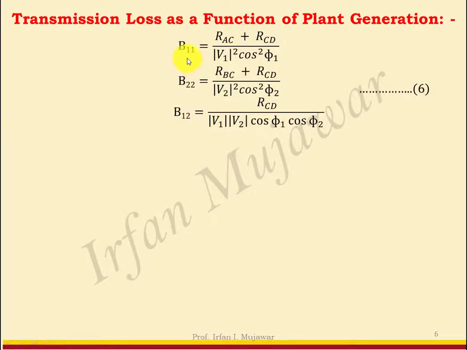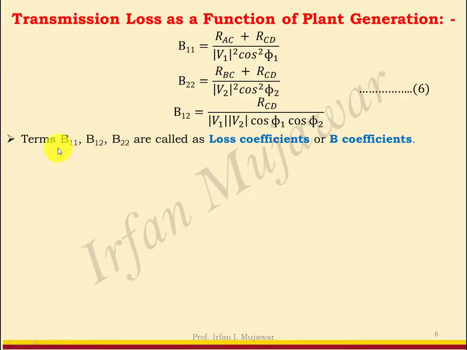Now rewriting B11, B22, B12 and calling it equation number 6. Terms B11, B12, B22 are called loss coefficients or B coefficients. Now what will be the unit of this B coefficient? If we see, B coefficients are proportional to resistance and inversely proportional to the square of voltage and the square of power factor. Power factor is a number, so it will not have any unit.